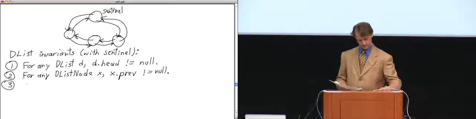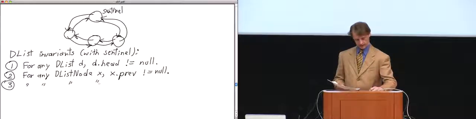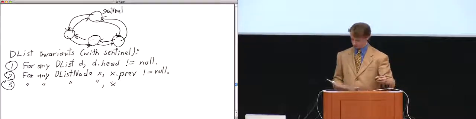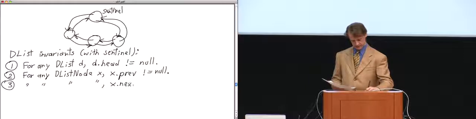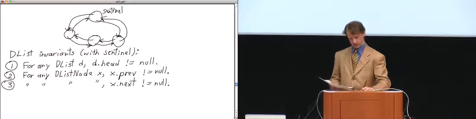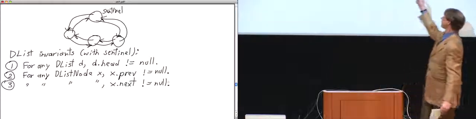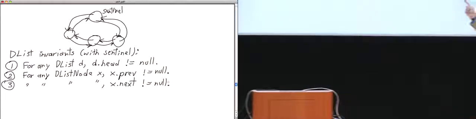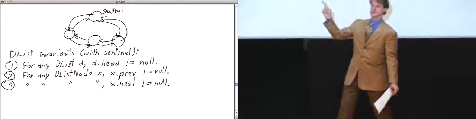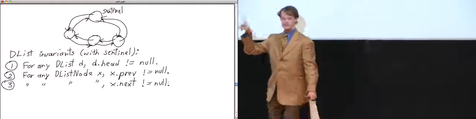And there's a symmetric one, which is that in any D-list node, I guess I said prev there, so I'll say next here. Meant to do them in the other order, but whatever. There's two symmetric invariants here. For any D-list node, the next field can never be null, and the prev field can never be null. They're always linked in a circle.